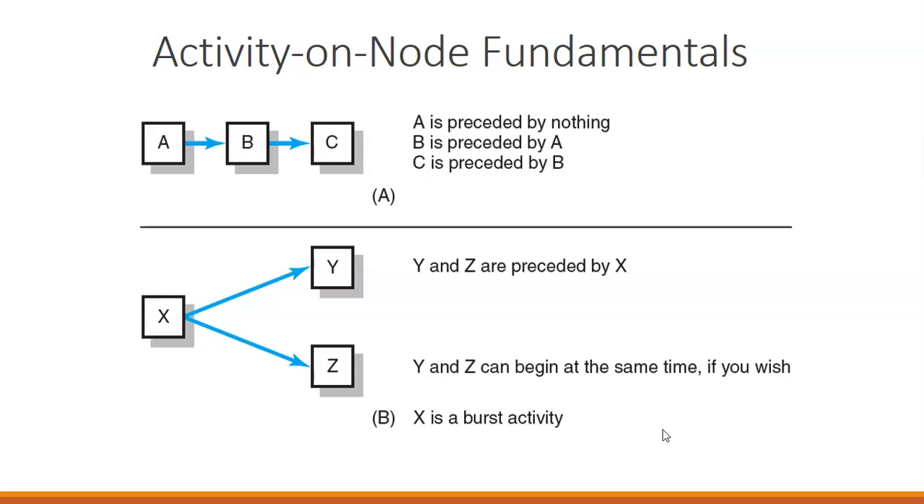When we're looking at the activity on node, or AON, fundamentals, which is what this chapter focuses on, we see that we have these different examples. In the first example, A is preceded by nothing, B is preceded by A, and C is preceded by B. So they must be developed in sequence, and A must be done first, B second, C next. In the second example, Y and Z are preceded by X, but Y and Z can begin at the same time. They can happen simultaneously if we so desire.